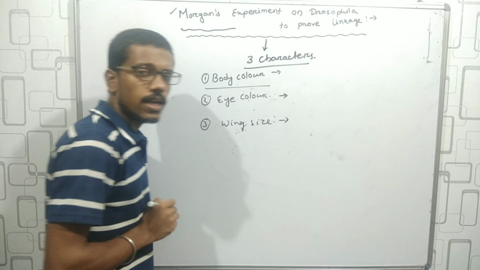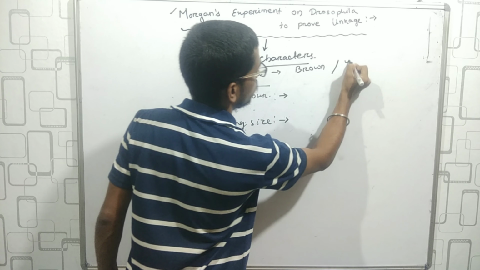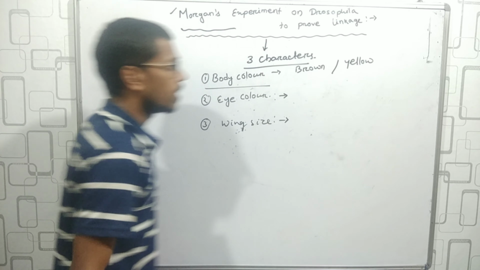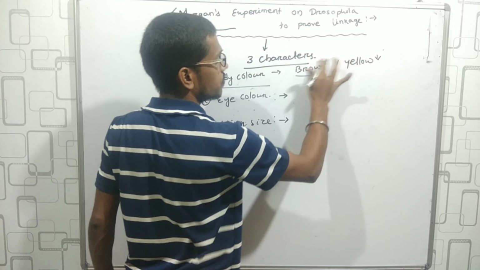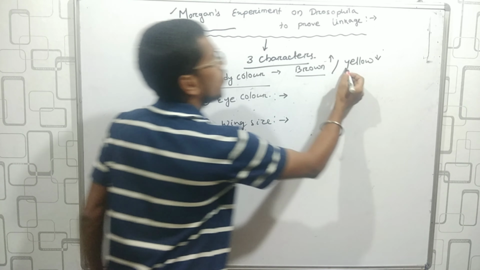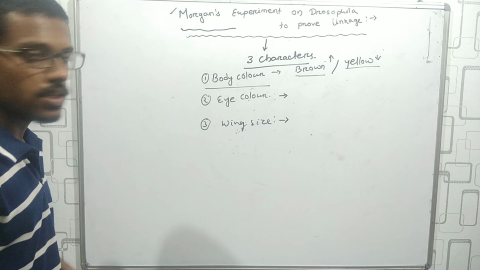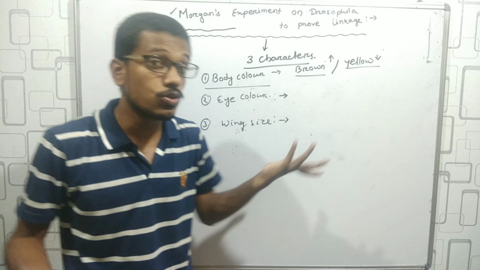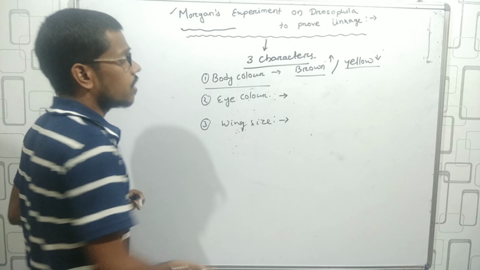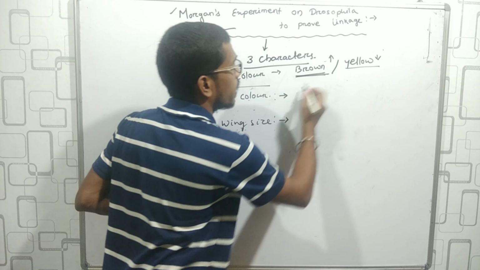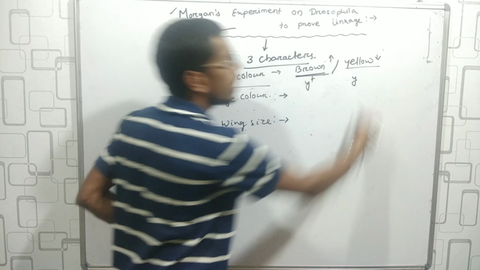Morgan found two body colors in Drosophila melanogaster: brown and yellow. Brown is the dominant variety and yellow is the recessive variety. And in Drosophila melanogaster, as you know, the recessive gene is called a pseudo-dominant gene. Thus, Morgan took the brown variety as y plus and the recessive variety as y.